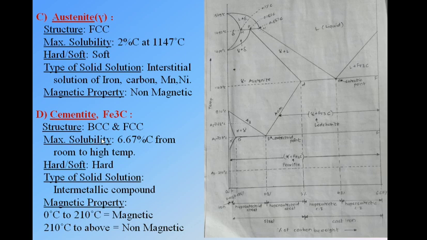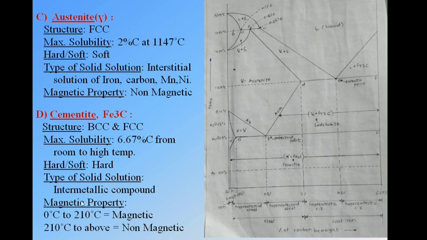Okay, then maximum solubility. For this, what is the extreme right point? Here we don't have a point, here we have the extreme right line which shows you 6.67% carbon. So maximum solubility will be 6.67% carbon from where? From 0 to high temperature. So maximum solubility will be 6.67% from room temperature to high temperature. Okay, then is it hard or soft? As it comes under cast iron, it is a harder one. Type of solid solution: this is an intermetallic compound, not an interstitial solid solution. This is an intermetallic compound of iron and carbon, so it is a harder one.